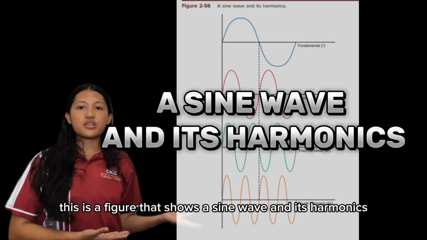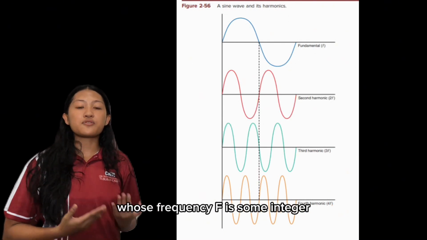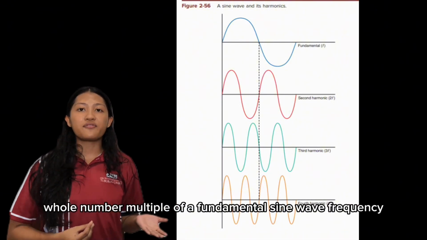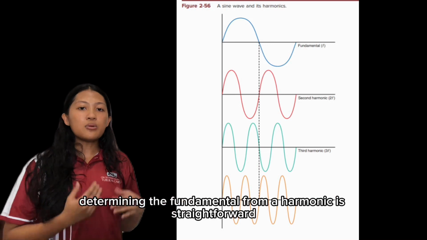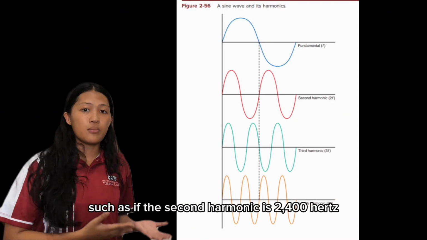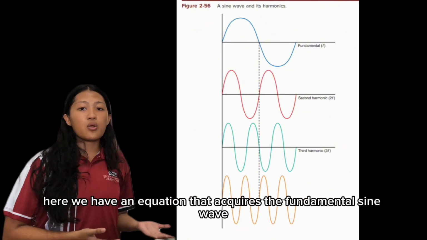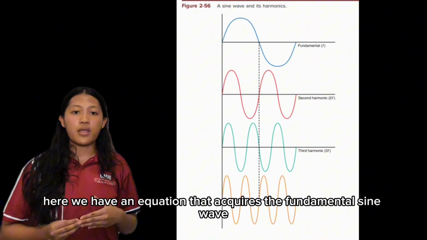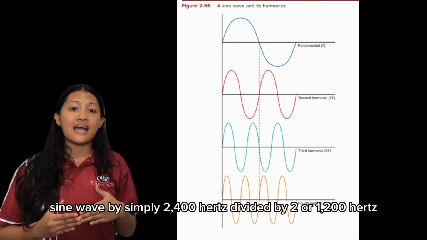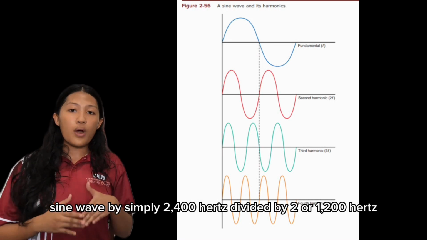This is a figure that shows a sine wave and its harmonics. A harmonic is a sine wave whose frequency f is some integer whole number multiple of a fundamental sine wave frequency. For instance, determining the fundamental from a harmonic is straightforward, such as if the second harmonic is 2400 Hz, what is the fundamental? Here, we have an equation that acquires the fundamental sine wave 1200 Hz from a second harmonic 2400 Hz sine wave by simply 2400 Hz divided by 2, or 1200 Hz.